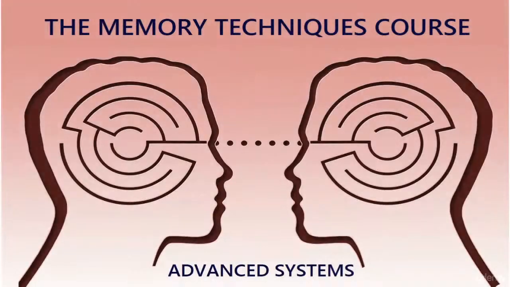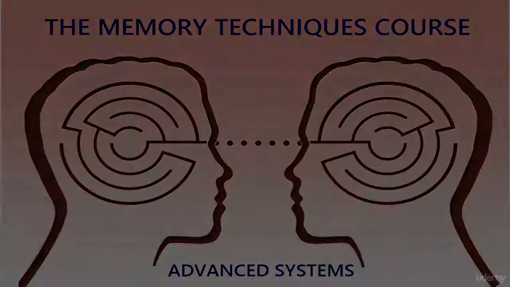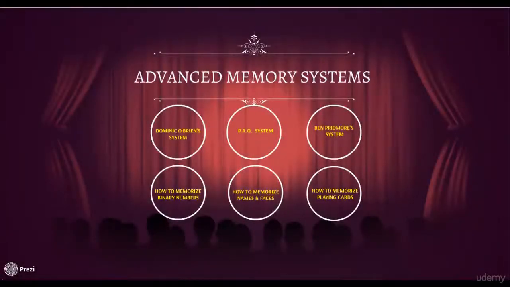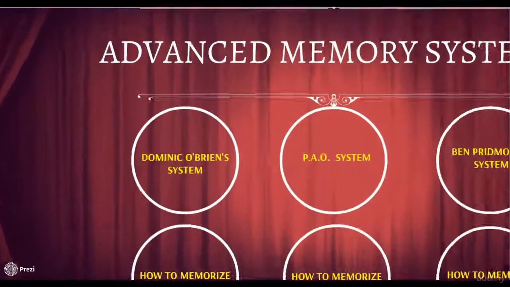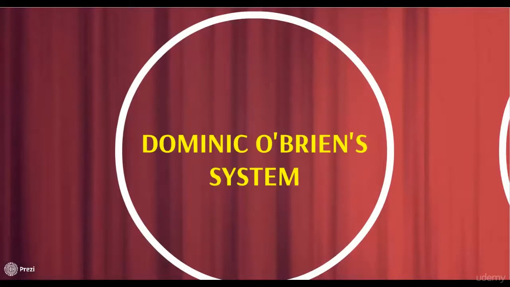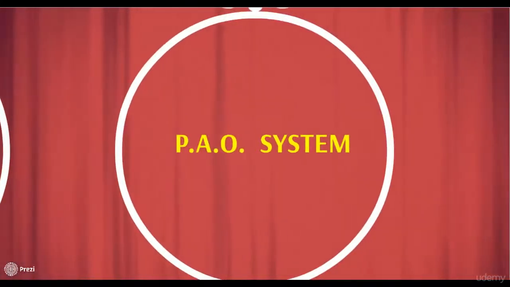Now, let's take a look at the techniques presented in this course. Each method is explained in detail and with a lot of examples. I will begin with a presentation of the system used by Dominic O'Brien, 8 times World Memory Champion, a technique that can be used for memorizing long sequences of numbers or playing cards.